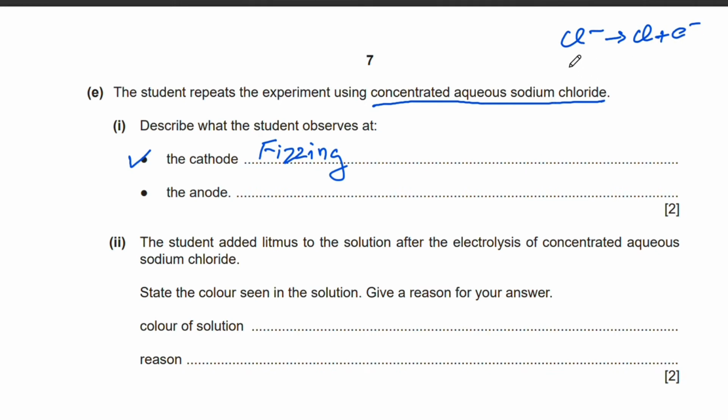Chlorine atom doesn't exist independently. It forms chlorine molecule. Cl plus Cl, it forms chlorine molecule. But we have to write the observation. Since chlorine is a green gas, we will write green gas because of the release of chlorine.